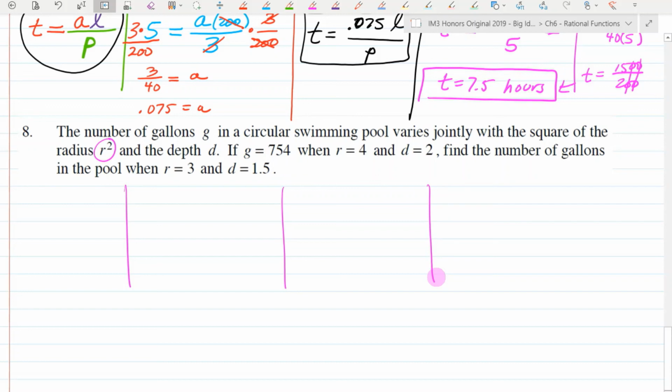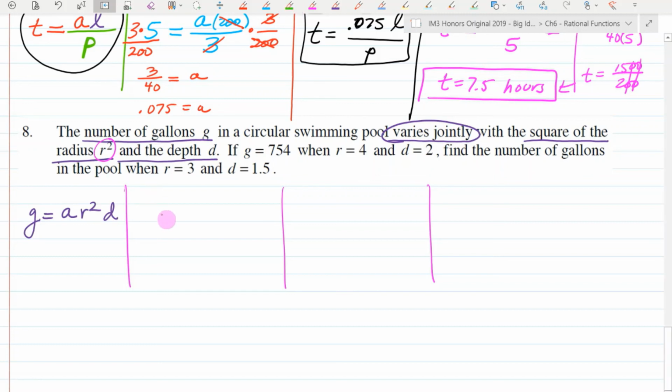All right, so hopefully you finished that, paused the video, and then came back and played it. So the number of gallons, G, in a circular swimming pool varies jointly with the square of the radius and the depth of the pool. There's no fraction because there's no inverse. So this is a general formula. No inverse means no fraction.